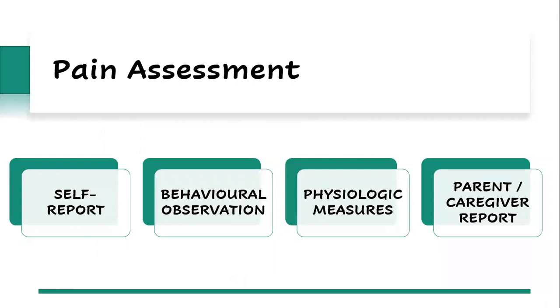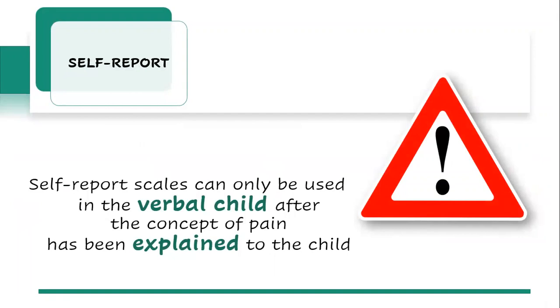As you can see, there are many ways of assessing pain, and we should implement all these methods, or at least as many as possible, to make sure that we don't miss any pain in children. So first up is self-report scales and measures. This can only be used in the verbal child, so naturally excludes a number of children.